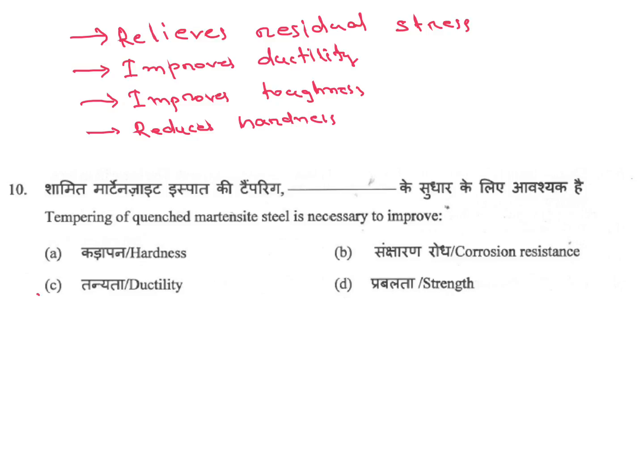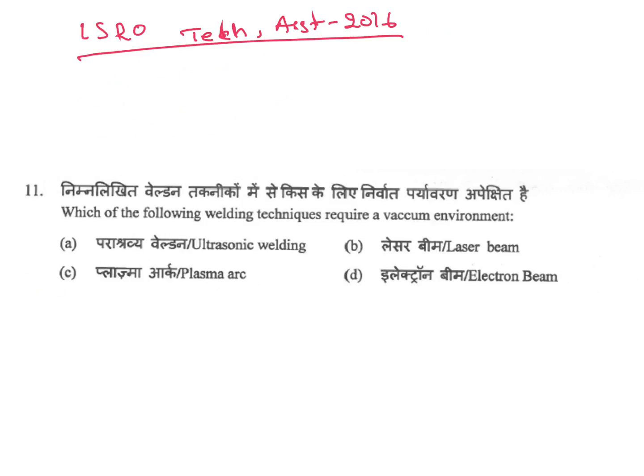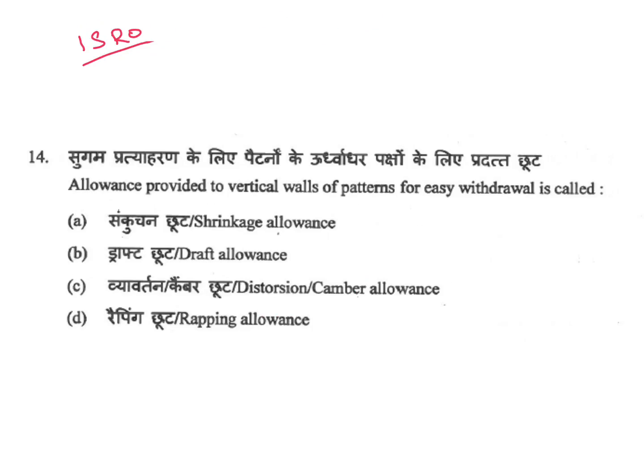Same question already discussed. In IES also they asked the same question. Which of the following welding techniques requires a vacuum environment? It's electron beam welding. Already discussed. This one also was already asked in IES. Allowance provided to vertical walls of patterns for easy withdrawal is called? It's draft allowance.